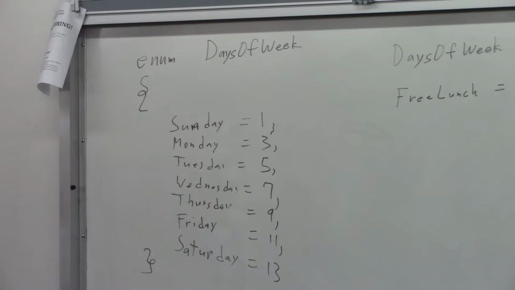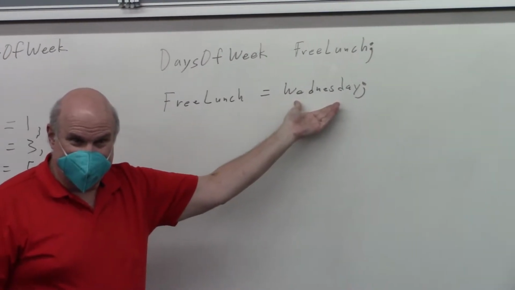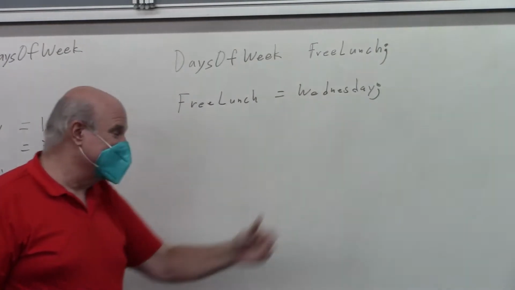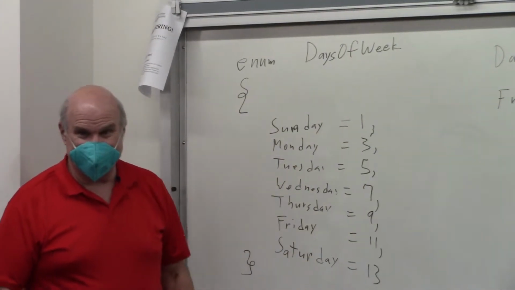And behind the scenes, it is actually doing numeric comparisons, by the way. It's not doing string comparisons. This is only for the compiler to interpret. And it knows what Wednesday is. It knows that Wednesday happens to have a value of 7, and that's what it actually assigns to that variable.